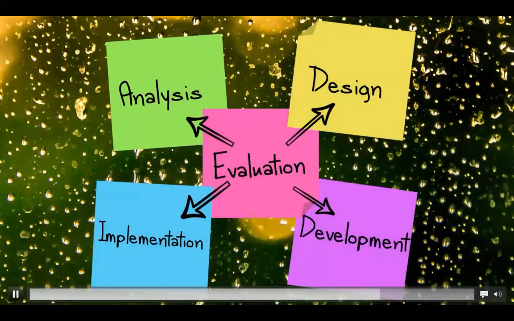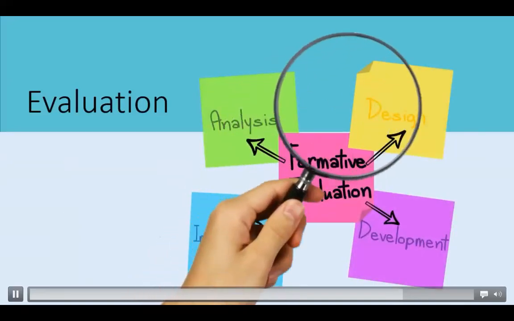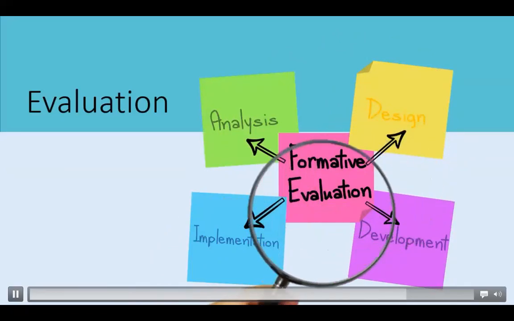Evaluation intersects with each of the other stages of the training process. This involves two major components, the formative evaluation and the summative evaluation. The formative evaluation describes the examination that is done throughout the other four stages of the training process.